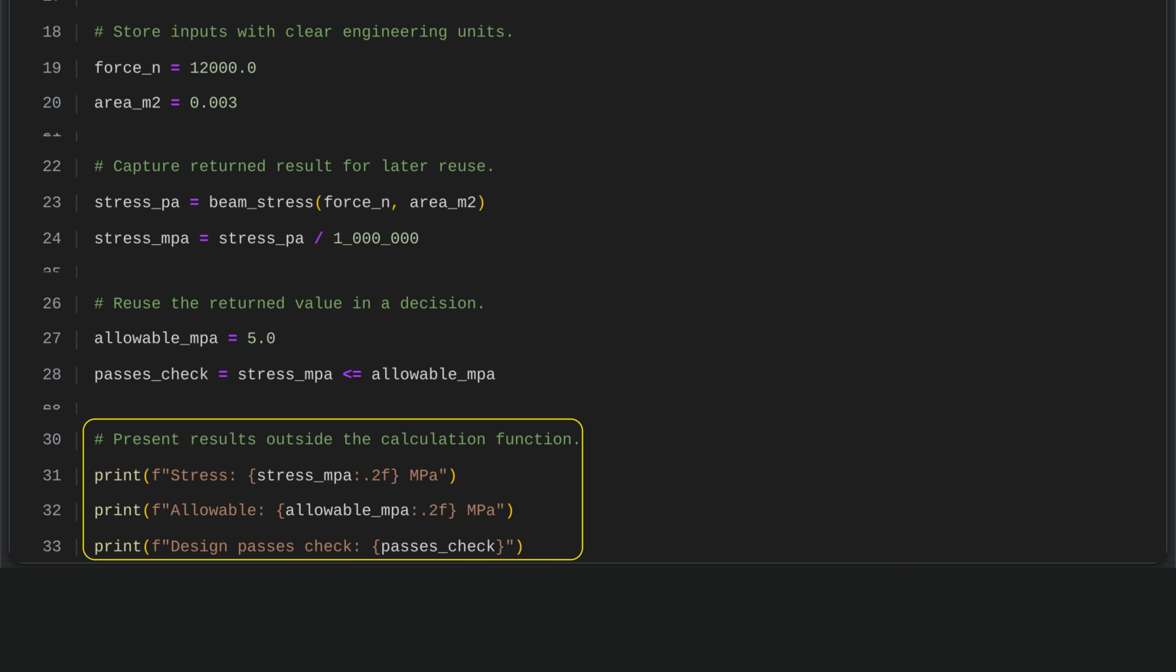The code reports the calculated stress and the allowable stress in megapascals using a clear 2 decimal place format. It then compares the two values and states whether the design passes the stress check. This shows whether the stress stays within the allowed limit for safe, compliant design.